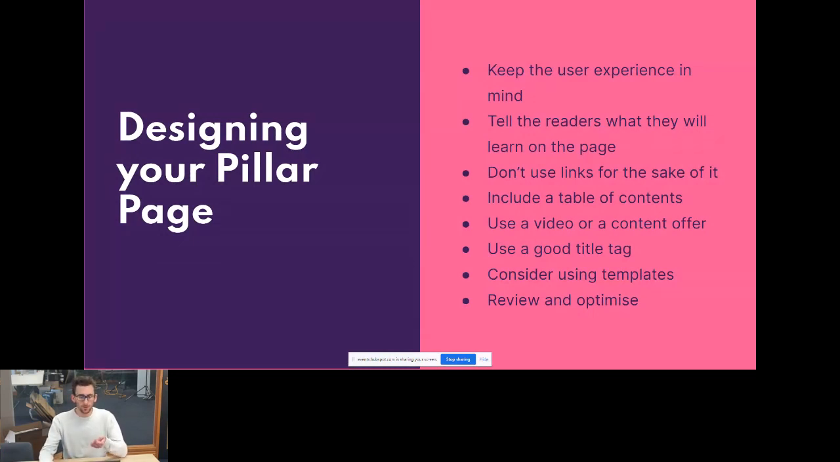So it's good practice to tell the readers early on what they will learn on the page. So obviously if it's about search engine optimization, you could have a small paragraph or a table of contents that tells them that you are going to learn about what is search engine optimization, what it does, how to optimize it, things like that. So remember that you're not building links just for the sake of it. Links must help you to guide your audience to relevant content and to direct them to solutions. So you don't want to just throw any link that you can on your pillar page without any context. It really needs to provide a solution for your readers.